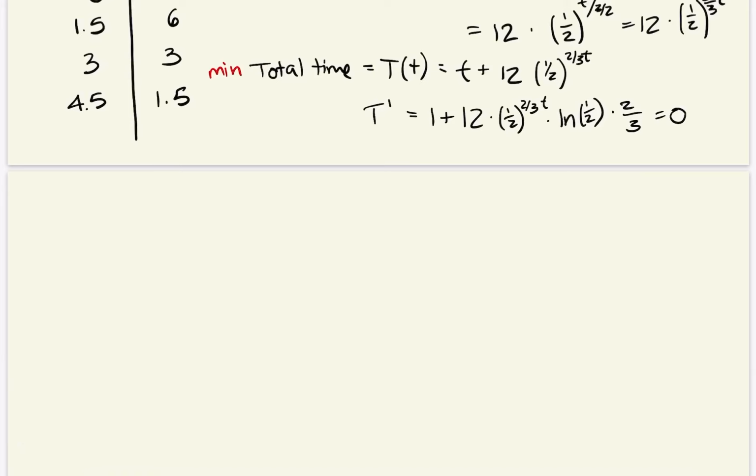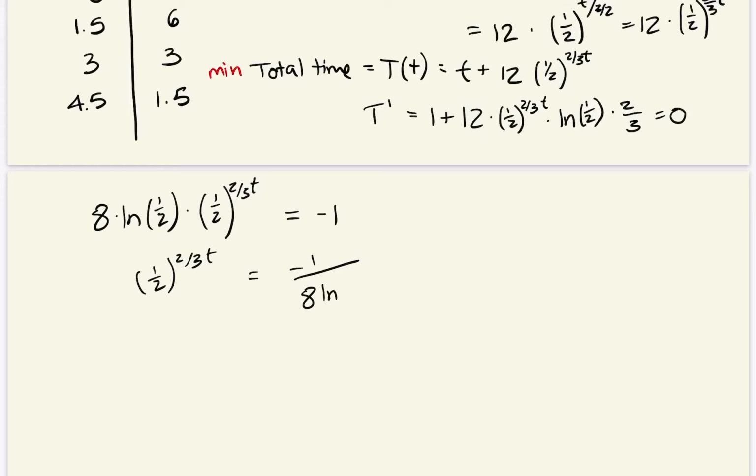All right, so this takes just a little bit of finagling with the logs to solve. So let's move the 1 to the other side. So let's see, 12 times 2/3, we'll get 8 times log of 1/2 times 1/2 to the 2/3 t. And that is equal to -1. And so I'll get 1/2 to the 2/3 t is equal to -1/8 natural log of 1/2.